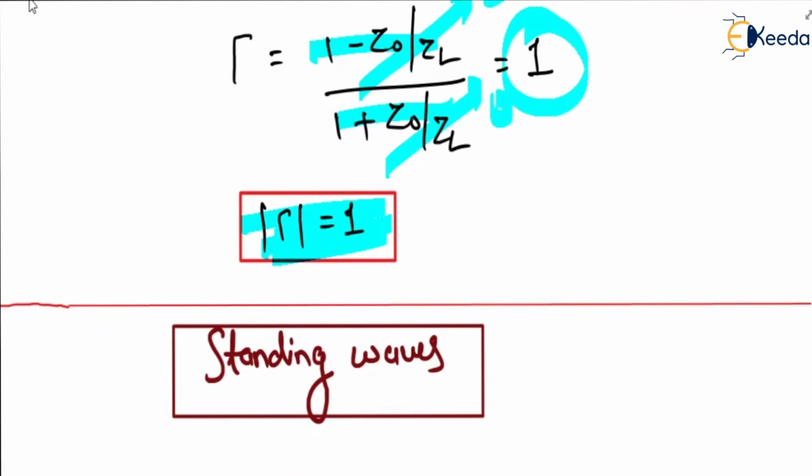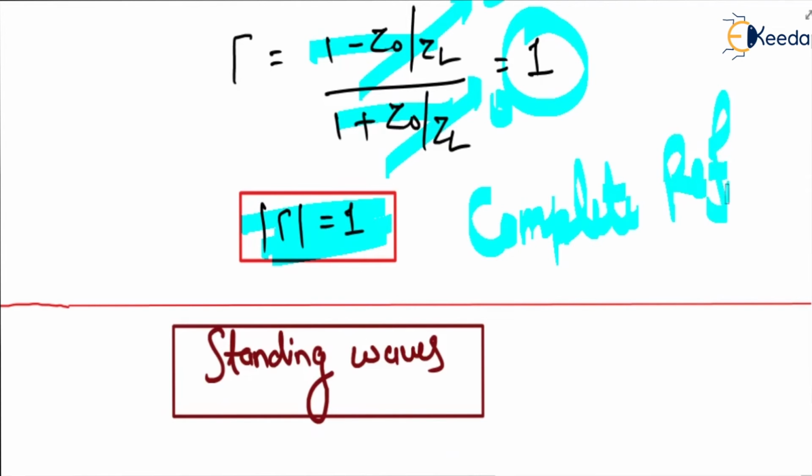So these are the four cases where mod gamma is equal to 1 and there is complete reflection. Okay, so remember: inductive load, capacitive load, short circuit load and open circuit load. So we will get complete reflection.